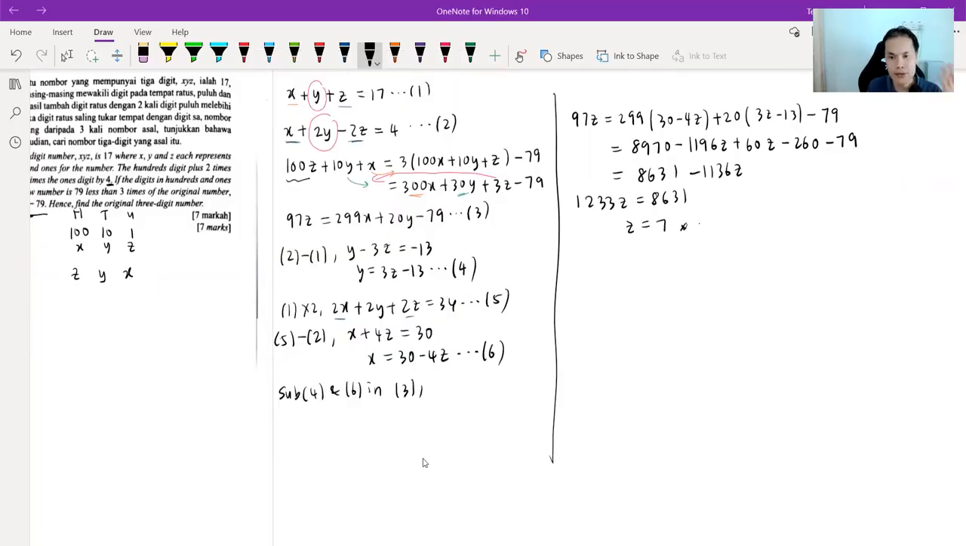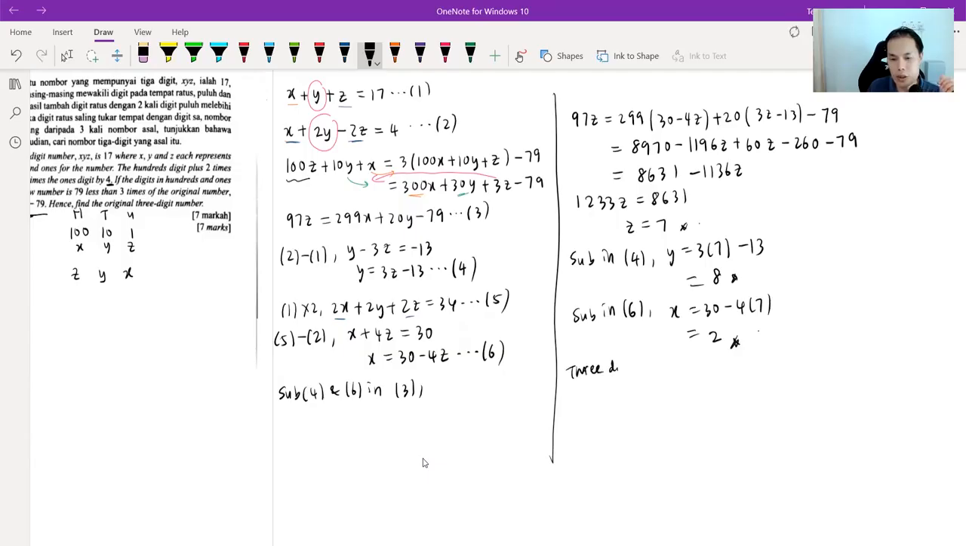Once you got the value of z, you can sub inside an equation. Let's say we start with number 4, we find our y: 3 times 7, which is 21. 21 minus 13, your y is 8. Then you sub inside equation number 6, my x is 30 minus 4 times 7, 28. You get 30 minus 28, your x is 2. So what is your 3-digit number? Therefore, your 3-digit number is x, y, z, 287.